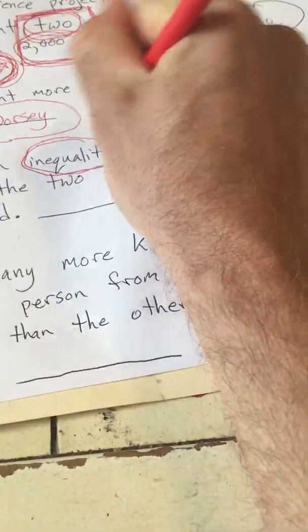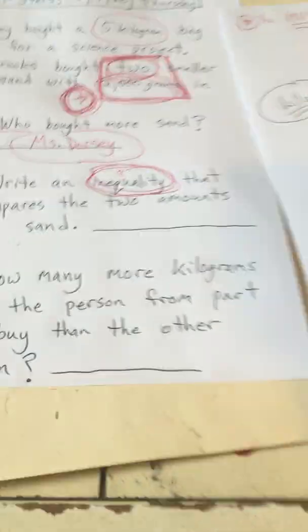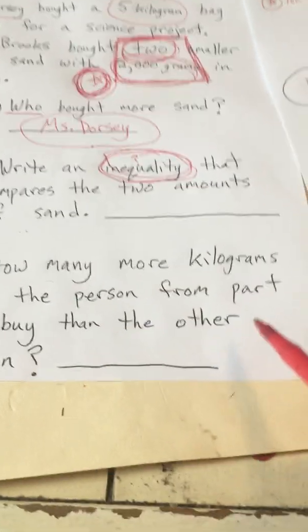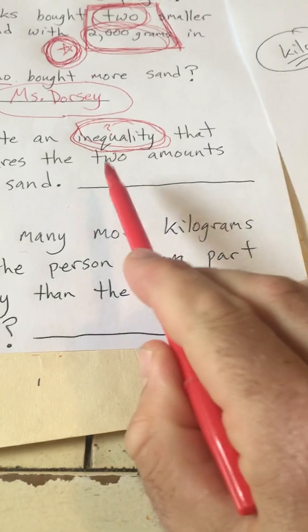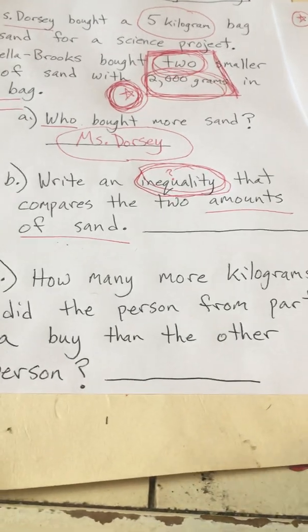Part B, write an inequality. Now we have used this word quite a bit. Write an inequality. So if you're not quite sure what that means, you might put a little question mark here and say, I kind of forget. Something that compares the two amounts of sand. So think about now, what do you know about comparing the two amounts of sand? So not the two people's names, the two amounts of sand.